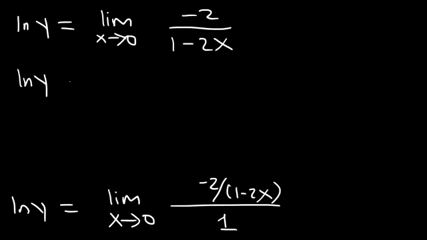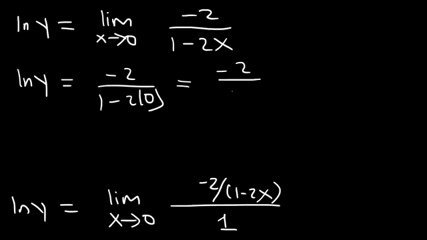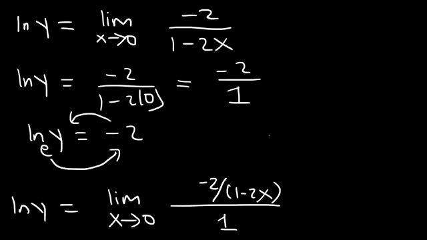So now we can use direct substitution. Let's replace x with 0, so we no longer need to write the limit expression. 2 times 0 is 0, and so what we have is 1 minus 0, which is 1. So therefore, ln y is equal to negative 2 over 1, or negative 2. And this is base e, so e raised to the negative 2 is equal to y. And so once you have the value of y, you have the final answer, which is e to the negative 2.